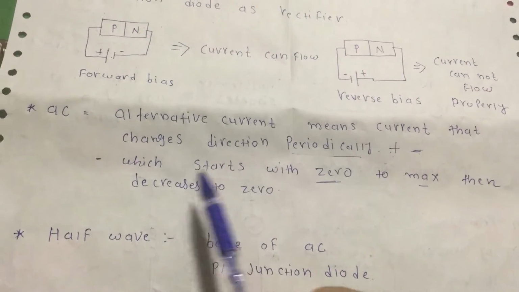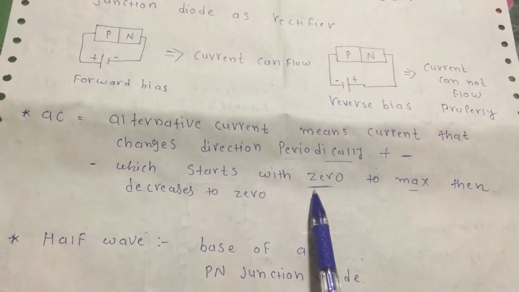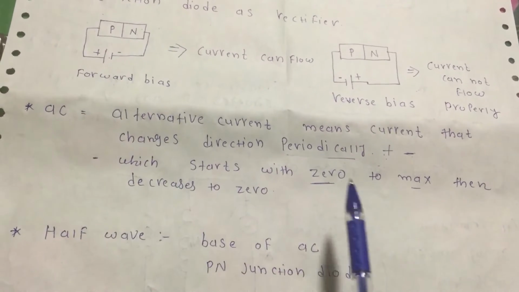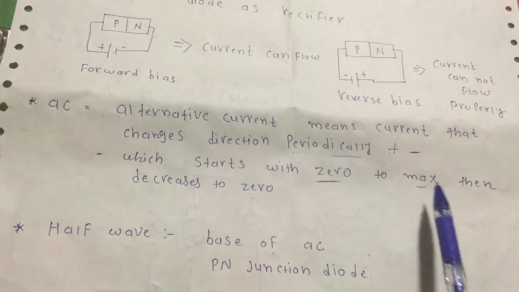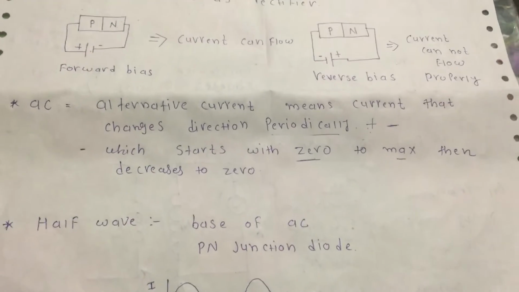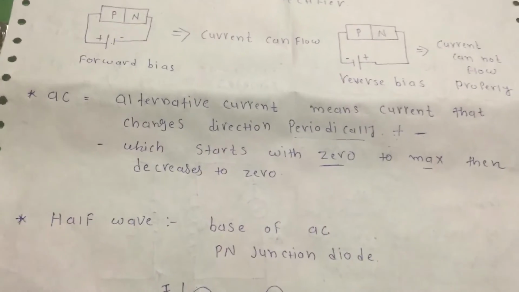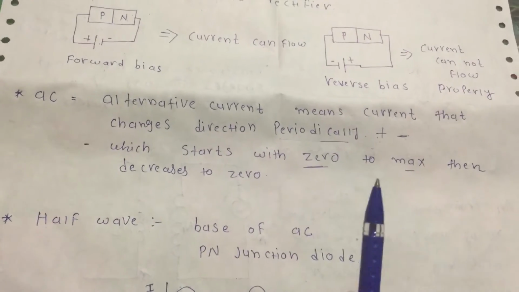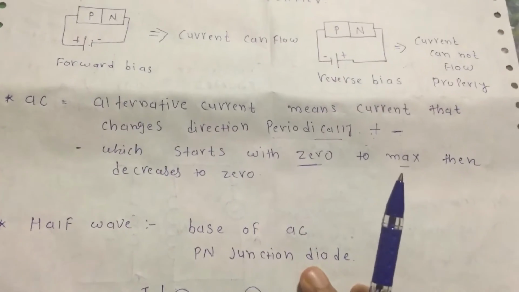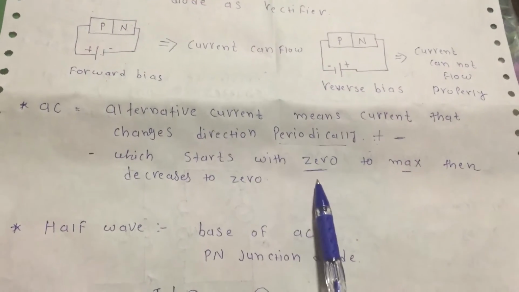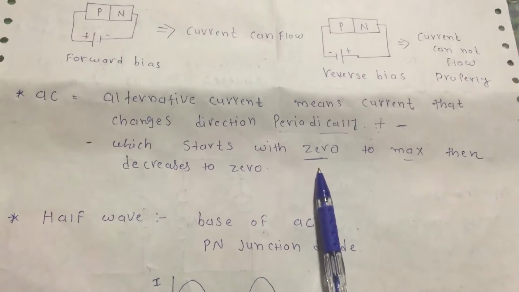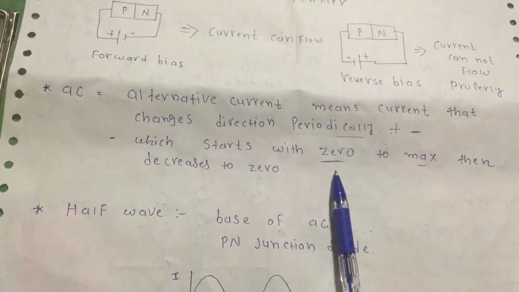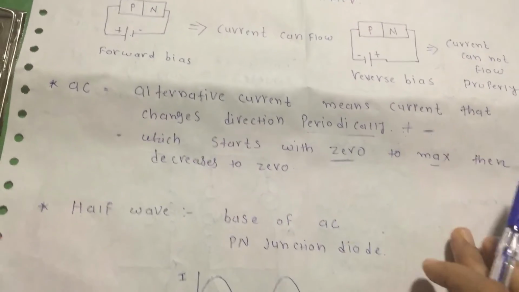So it starts from 0 to maximum, then decreases to 0. Here we consider 0 to maximum and then 0. Here we do not consider the negative waveform. Here is only the positive waveform because this is a half-wave rectifier, not a full-wave rectifier. That's why there are positive waves only, not negative waves. We will also see the negative waves in the full-wave rectifier and bridge rectifier in the next lecture.